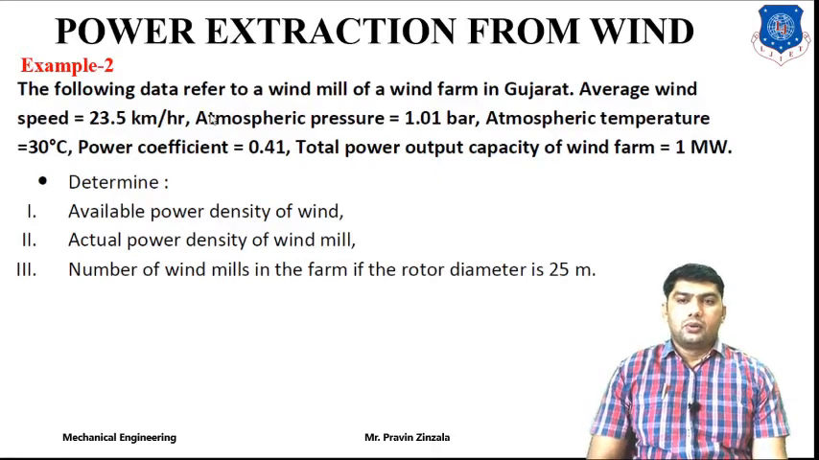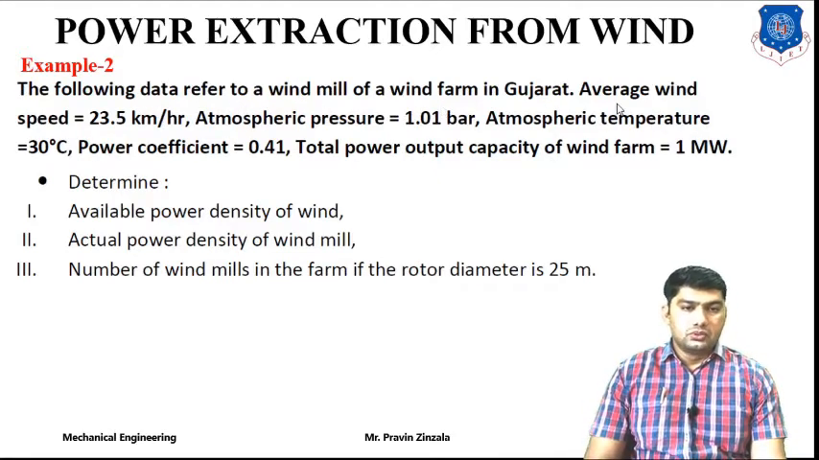In the given data, the following data refer to a windmill of a wind farm in Gujarat. Average wind speed is 23.5 km per hour. Atmospheric pressure is equal to 1.01 bar. Atmospheric temperature is equal to 30 degree centigrade. Power coefficient is equal to 0.41. Total power output of wind farm is 1 megawatt. Determine, first, the available power density of wind. Second, the actual power density of windmill. Third, the number of windmills in the farm if the rotor diameter is 25 meter.